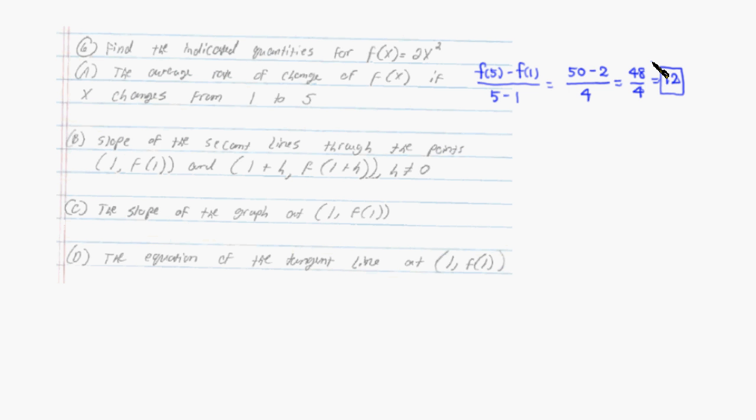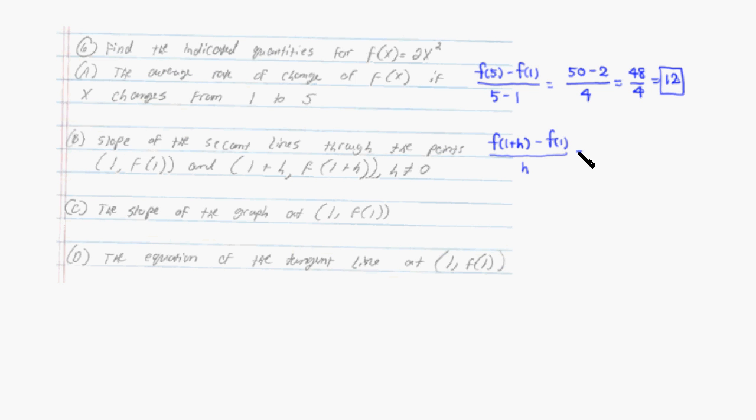Let's do part B. Slope of the secant line. This is really the same thing as the average rate of change, going from 1 to 1 plus h. So this is simply f of 1 plus h minus f of 1, over 1 plus h minus 1, which is h, so I'm just going to write h. This is just the difference quotient. Let's go ahead and compute that.